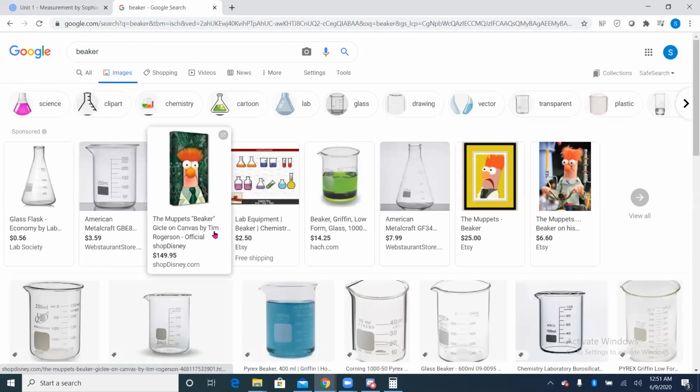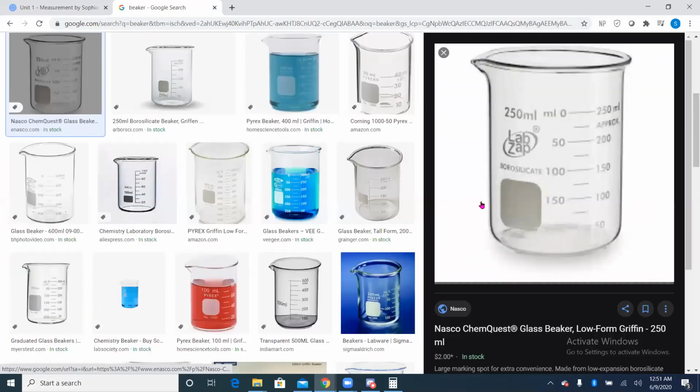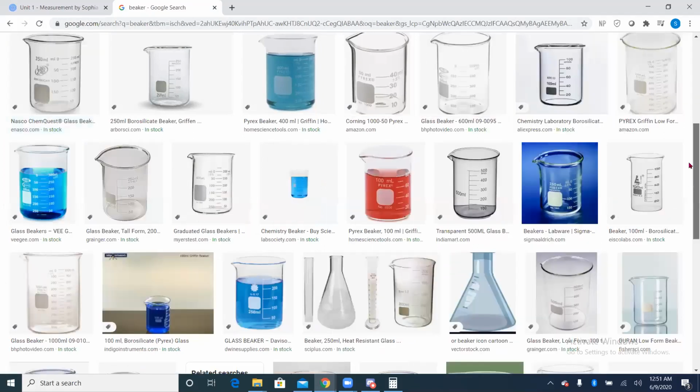Shorter, fatter, these are not accurate for measuring. The numbers on the side, if you can see here, are just very approximate. It even says approximation on there. They don't worry about being detailed. It's just to give you a guess.